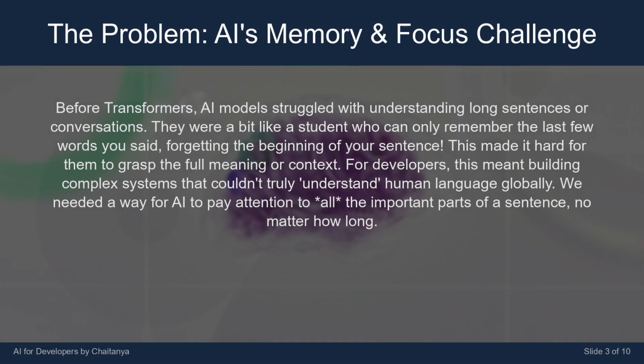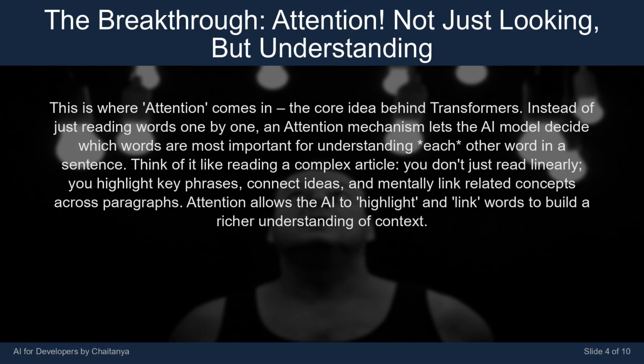Before Transformers, AI models struggled with understanding long sentences or conversations. They were a bit like a student who can only remember the last few words you said, forgetting the beginning of your sentence. This made it hard for them to grasp the full meaning or context. For developers, this meant building complex systems that couldn't truly understand human language globally. We needed a way for AI to pay attention to all the important parts of a sentence, no matter how long. This is where attention comes in, the core idea behind Transformers.